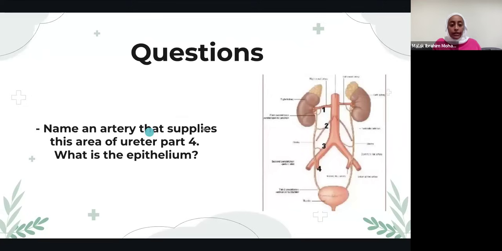Now, name an artery that supplies this area of the ureter, part 4, and what is the epithelium? So here, part 4 of the ureter. What's the epithelium of the ureter in general? And what's the artery that's going to supply this part? So this is 2 questions. And always in OSPE, they ask you 2 questions, most of the time. I'll give you like 20 seconds.